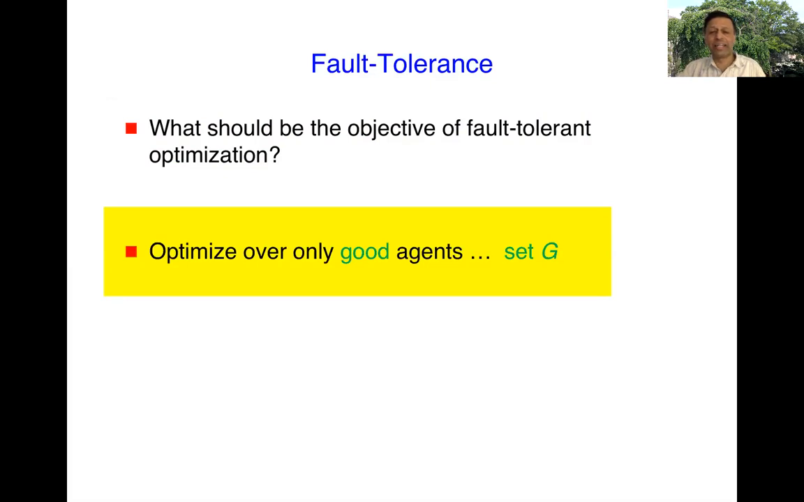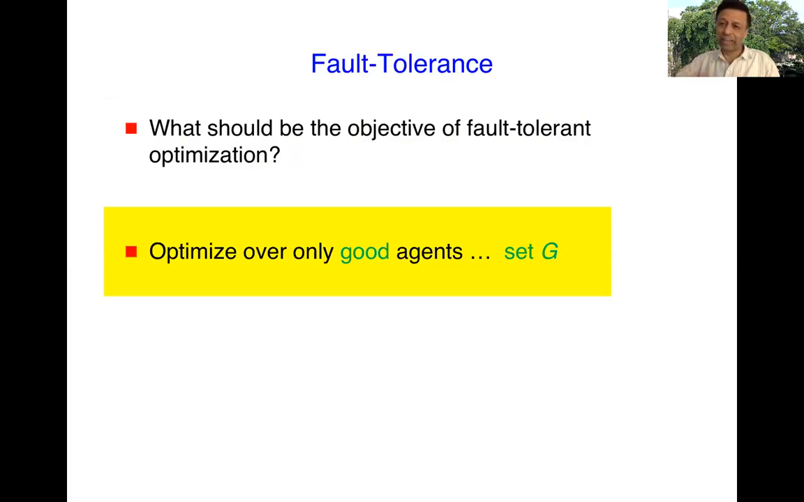And it seems that minimizing cost over everybody is not a good solution anymore because of the examples I just gave you. Then a better answer may be to try to optimize the cost of just the good agents, right? Because some of the agents are bad. Maybe we don't care about the cost of the bad agents, but we want to minimize the cost just for the good guys. So let's say that in a given execution of the system, set G denotes the set of all the good agents in the system.